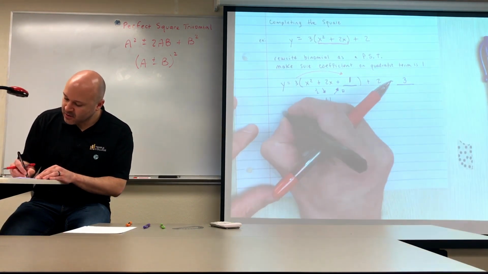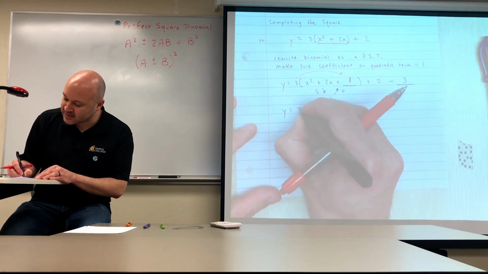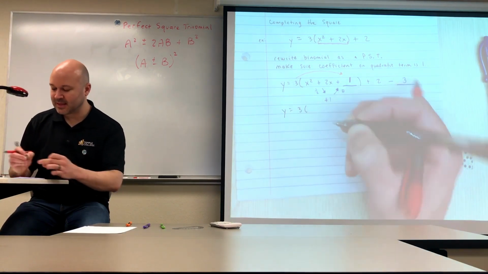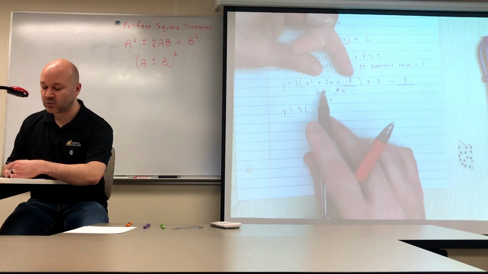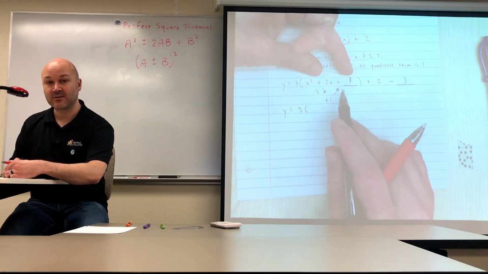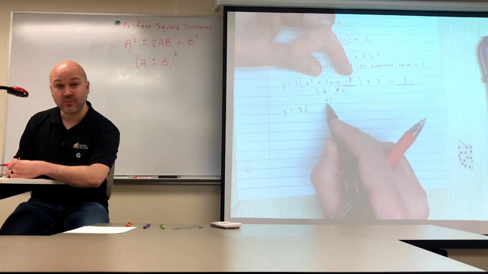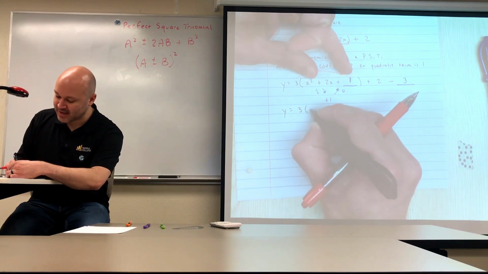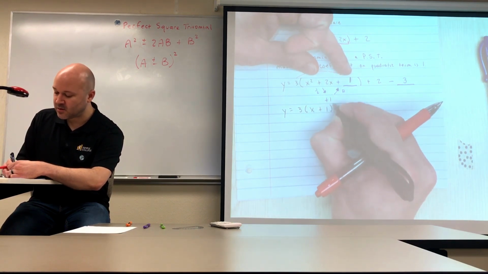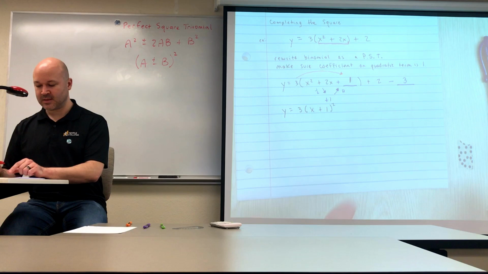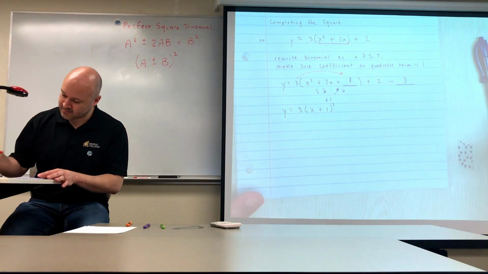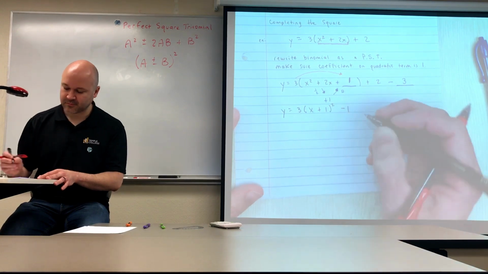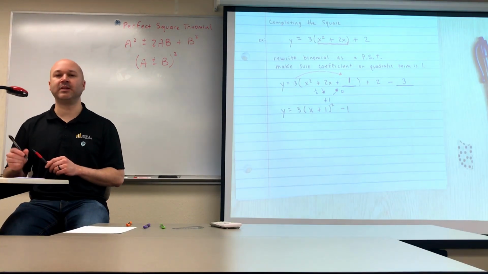I think I can rewrite this now. I still have the 3 outside. What's inside the parentheses is now a perfect square trinomial, so I can factor it very quickly. And this plus 1 can be helpful. It's just going to be x plus 1, quantity squared. And then I can combine 2 and negative 3 to become negative 1. We have completed the square.